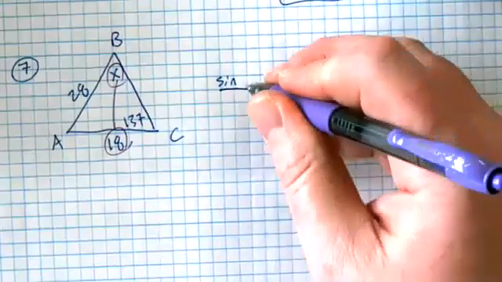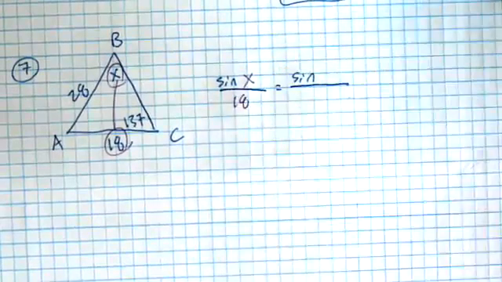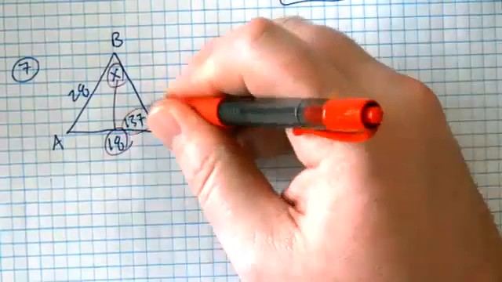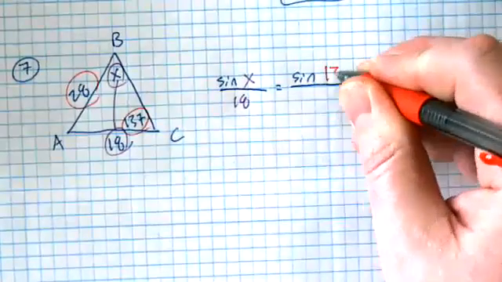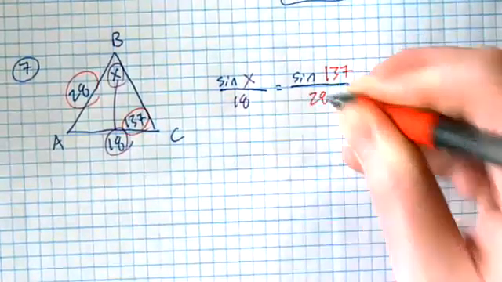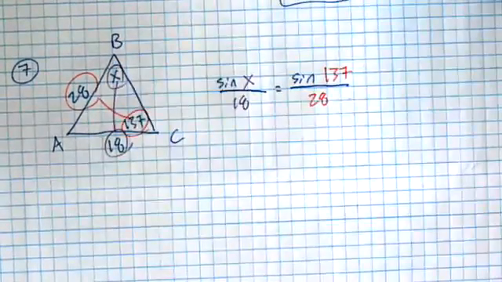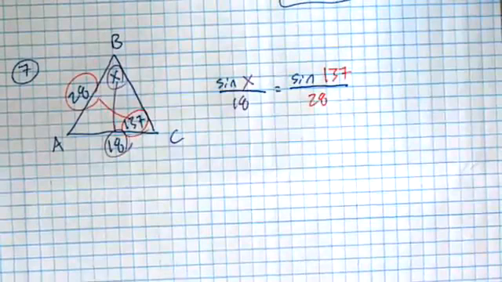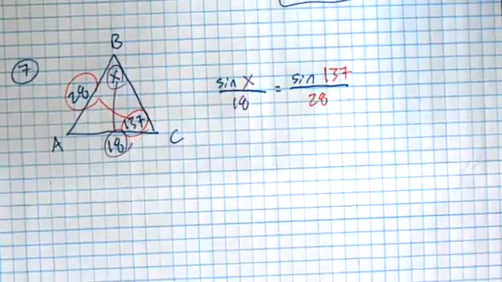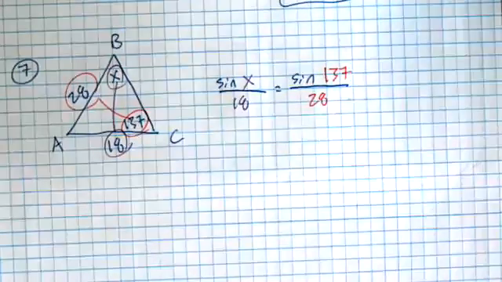We've got x across from 18, and we've got 137 across from 28. Has anybody made the mistake yet where you switched the positions of the angle and the side? Anybody made that mistake yet? You're all going to do it at some point. Get it out of the way early and learn from it.